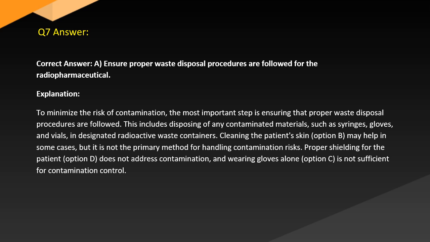Answer. Correct answer: A. Ensure proper waste disposal procedures are followed for the radiopharmaceutical. Explanation. To minimize the risk of contamination, the most important step is ensuring that proper waste disposal procedures are followed. This includes disposing of any contaminated materials, such as syringes, gloves, and vials, in designated radioactive waste containers. Cleaning the patient's skin, option B, may help in some cases, but is not the primary method for handling contamination risks. Proper shielding for the patient, option D, does not address contamination, and wearing gloves alone, option C, is not sufficient for contamination control.